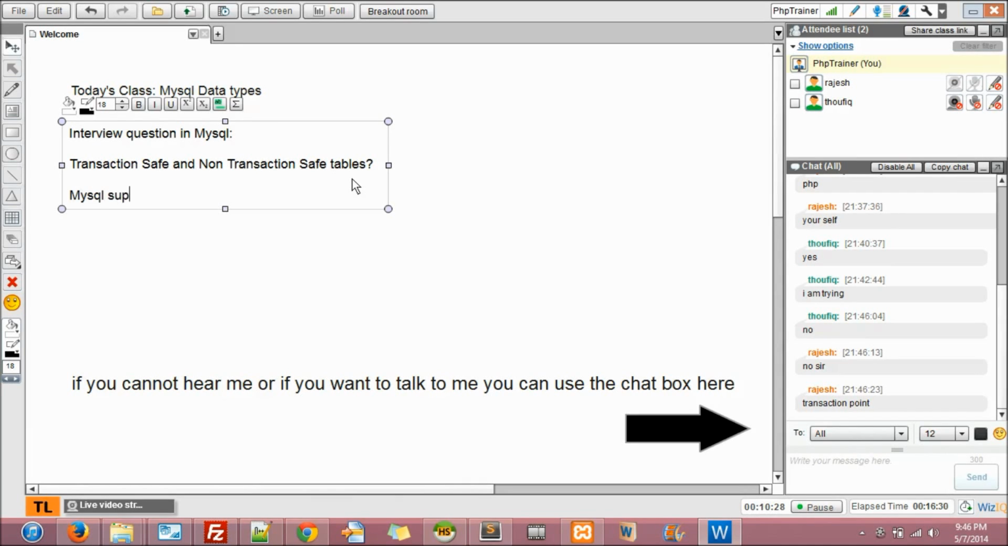MySQL supports two types of tables. There are transaction safe and non-transaction safe. So when I say transaction safe, that means a transaction, so any query. So here, in MySQL, you know what MySQL is.